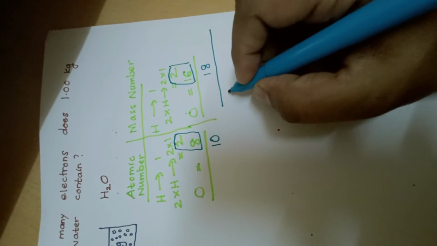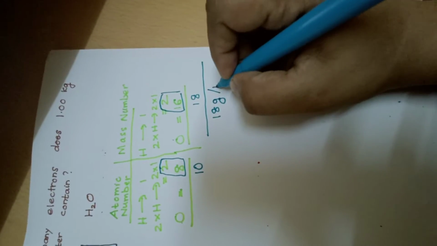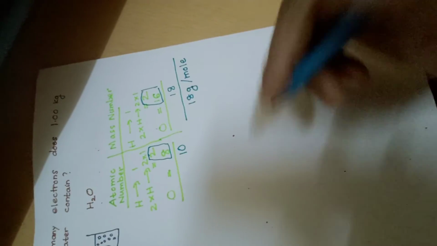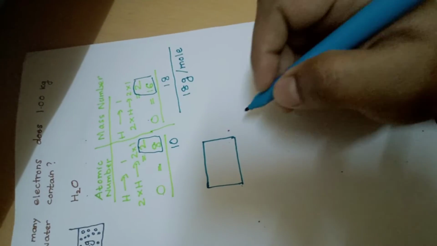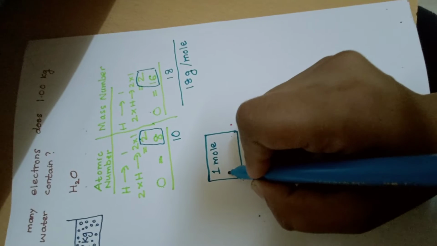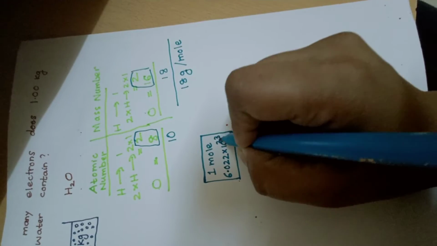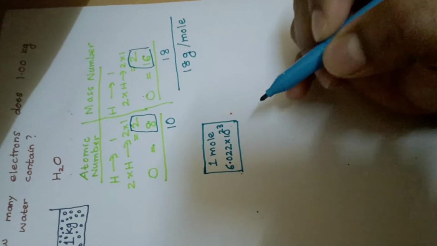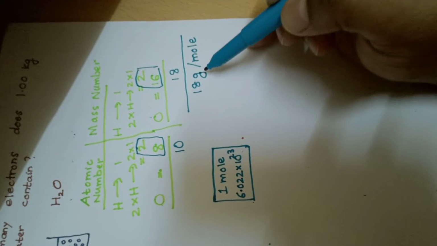Now this 18 has one more meaning. This means there are 18 gram of water molecules in a mole of water. Mole is the amount of a substance that you learn in chemistry. 1 mole of anything contains 6.022 times 10 to the power 23 particles. This is called the Avogadro number. You have learned this in chemistry. So we need this number. Again repeating, mass number 18 means it contains 18 gram of water per mole.